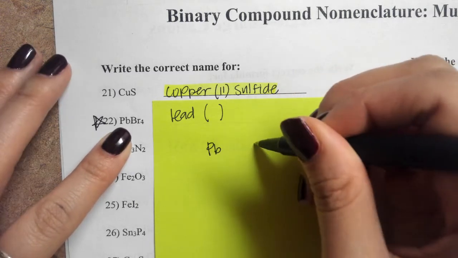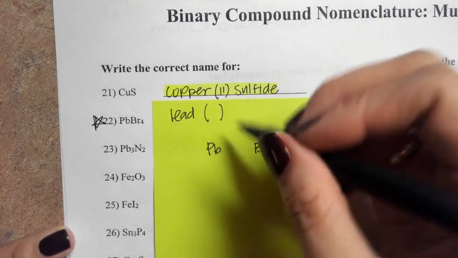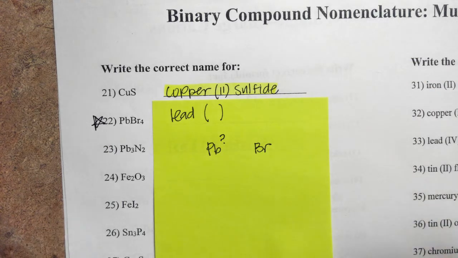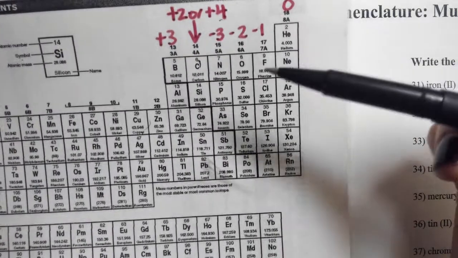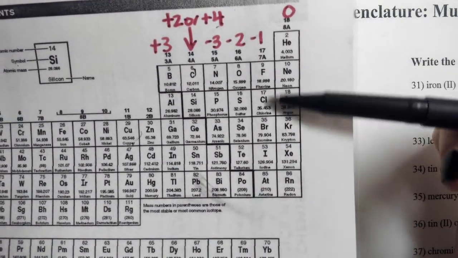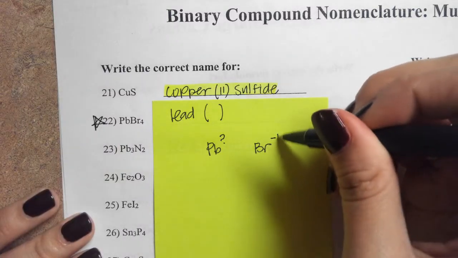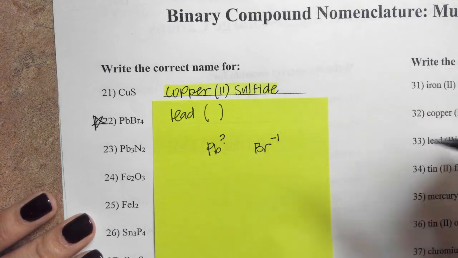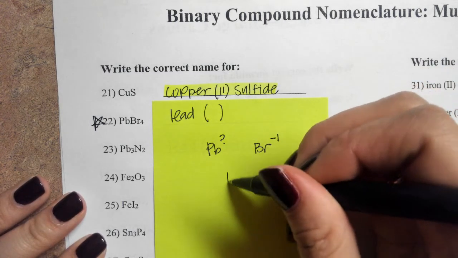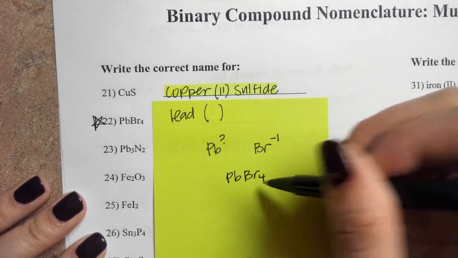I got Pb and I got Br. Pb, we said we didn't know the oxidation number for, so I'm going to put a question mark there. And then Br, looking at our periodic table, Br is in group 7A, so it has an oxidation number of -1. So I'm going to go ahead and write -1 here so that I know that's its oxidation number. And I know that together, when I put these ions together, I get PbBr4.